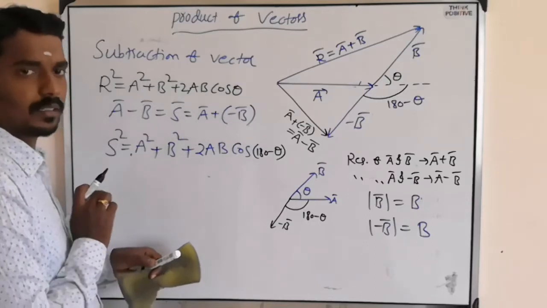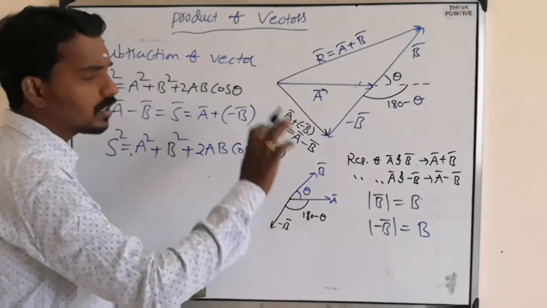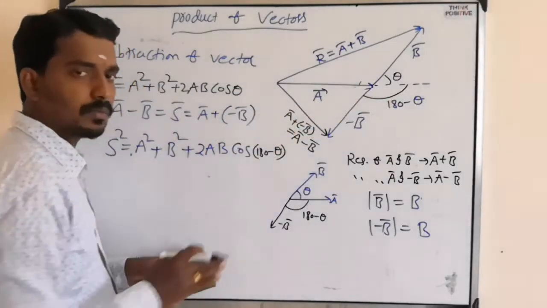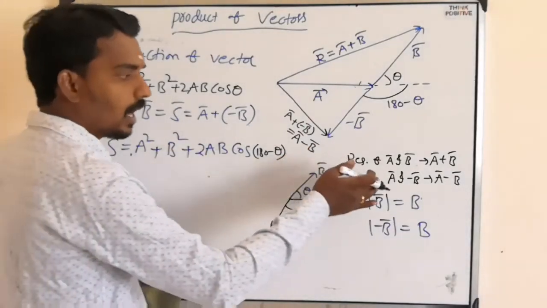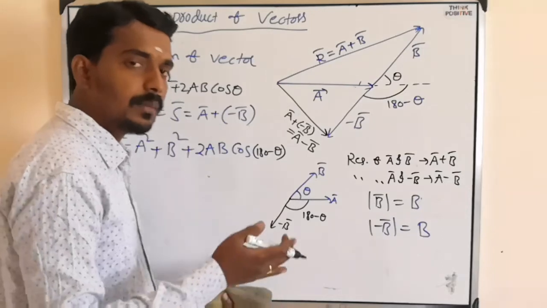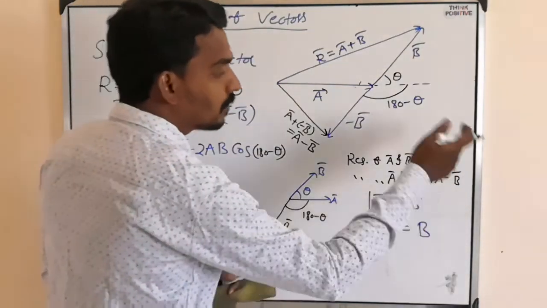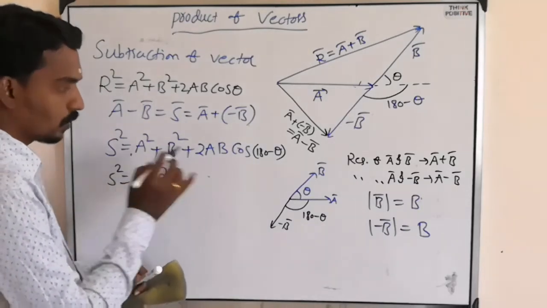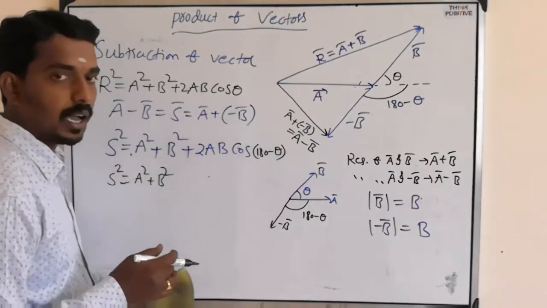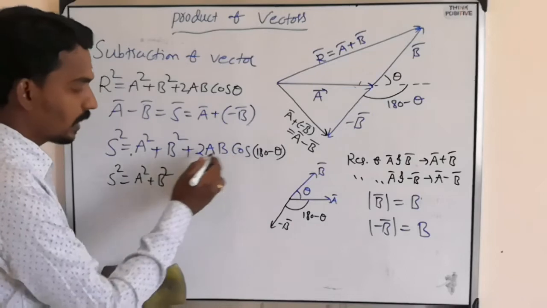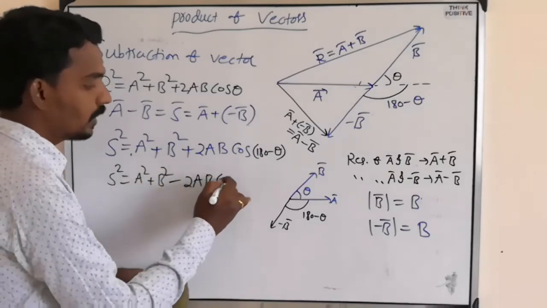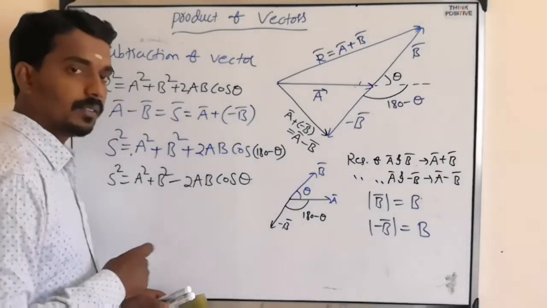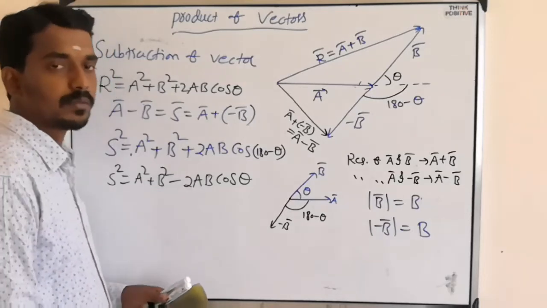Same formula you can apply, because this is also resultant, this is also resultant, but this is resultant of A bar and B bar, that's why A bar plus B bar. But this is resultant of A bar and minus B bar, that's why A bar plus minus B bar, nothing but A bar minus B bar. So S square equal to A square plus B square plus 2AB cos 180 minus theta, that is minus cos theta. So plus minus minus 2AB cos theta. So this is the magnitude of the resultant of A bar and minus B bar.